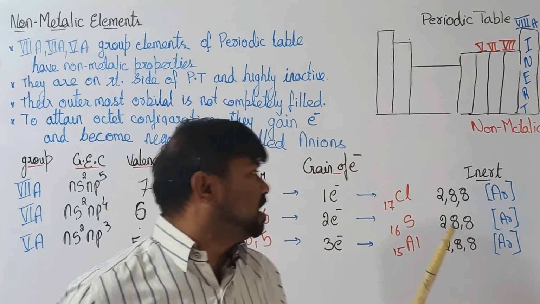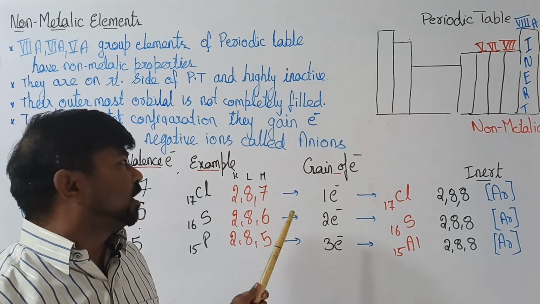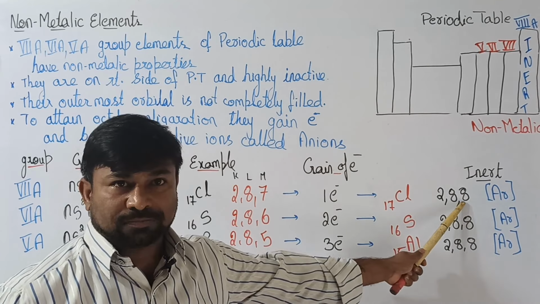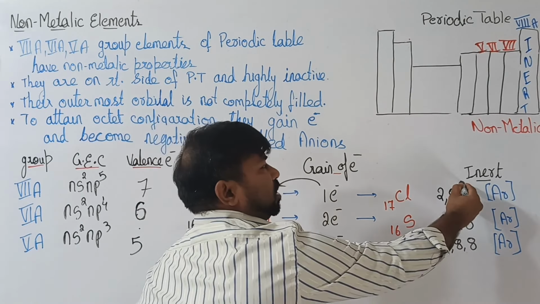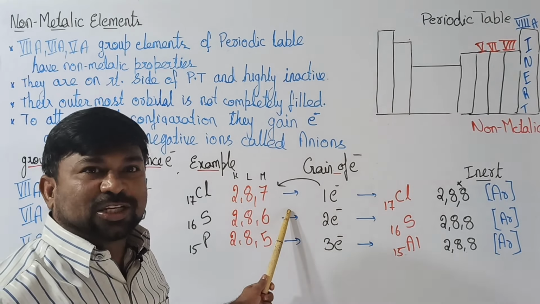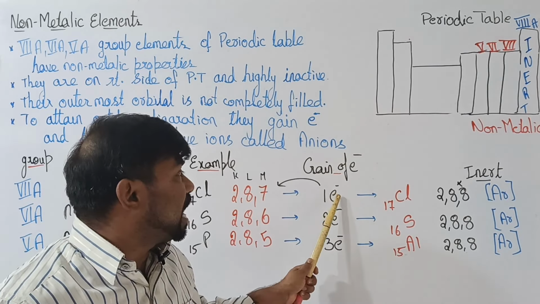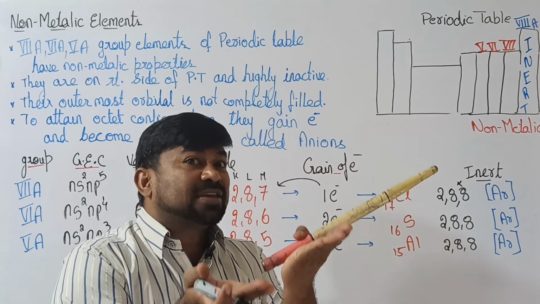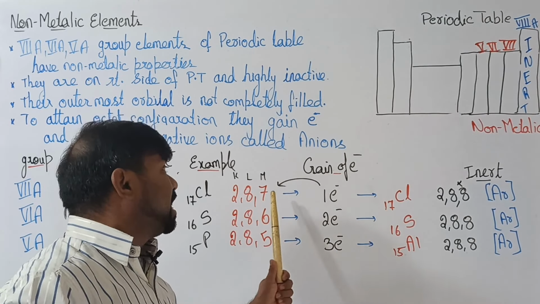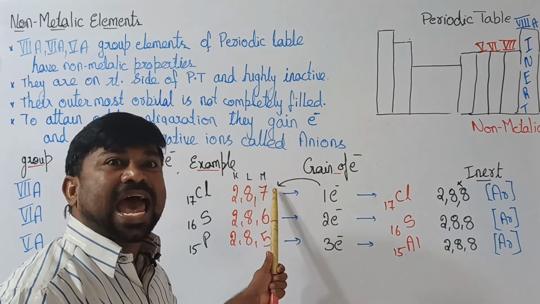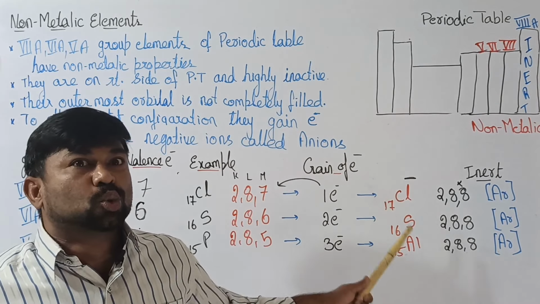So what's happening here? The 7A group elements gain 1 electron. So 7 plus 1 becomes 8. It gains 1 electron and the outermost orbital has an octet. But when it gains 1 electron, the atomic number is already 17, meaning it has 17 protons. One electron has come extra, so it does not have an equal number of electrons and protons. There are 17 protons, and earlier there were 17 electrons, but 1 electron is added, which is an extra one. Therefore, it is a uni-negative ion.